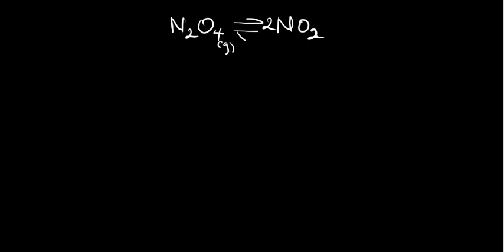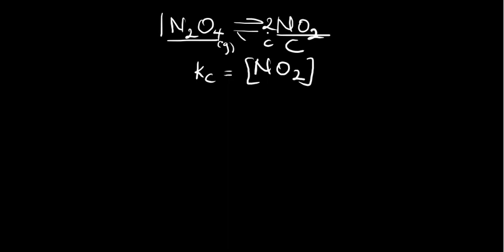For you to write the equilibrium constant for this question, you know that this 2 is representing the small letter c, and this NO2 is representing capital letter C. But for this one, there's no number of moles on this side, so the number of mole here is just 1. I hope you understand. So for you to write the equilibrium constant, Kc will be the product over the reactant. It will be NO2 raised to power 2 over N2O4.